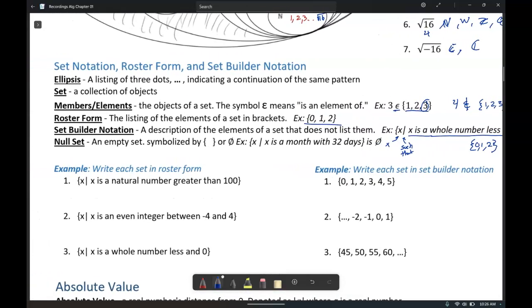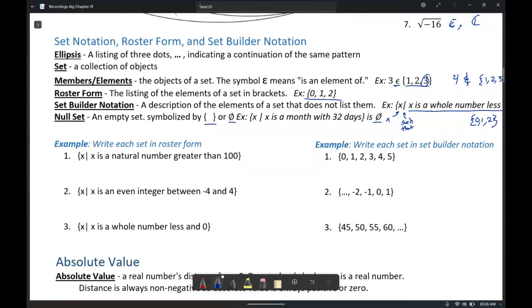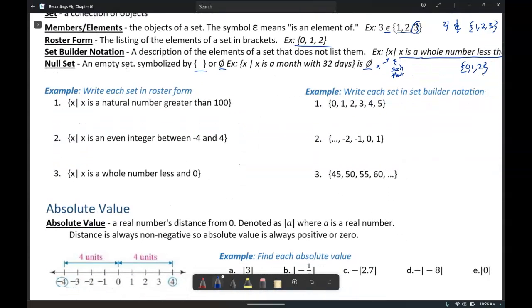An empty set or null set is symbolized by either empty brackets or this circle with a line through it. And so if we look at set builder notation, we say X such that X is a month with 32 days. There are no months that have 32 days in them, and so we would write it as an empty set. So let's go ahead and write each set in roster form and then another set in set builder notation.